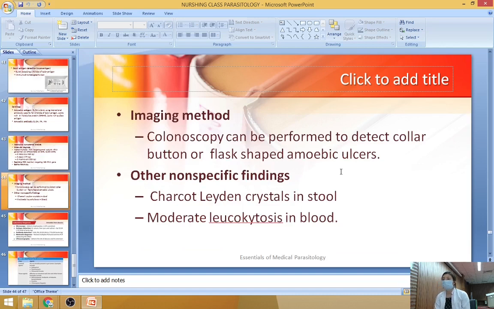Okay, the imaging method: colonoscopy can be performed to detect the collar-button or flask-shaped amoebic ulcer. Other non-specific findings include Charcot-Leyden crystals, which are found in amoebic dysentery but not in the bacillary one, and moderate leukocytosis in the blood.